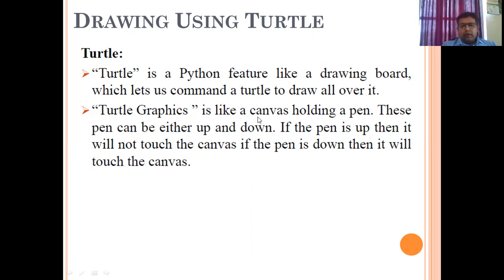Turtle graphics is like a canvas holding a pen. This pen can be either up or down. If the pen is up, then it will not touch the canvas, and if the pen is down, then it will touch the canvas, right? So if we want to draw something, then we have to put the pen down, and it will start drawing. And if the pen is up, then it is in idle mode, we don't have to do anything. That is done by Turtle graphics, which behaves like a canvas holding a pen. So this was the basic introduction of Turtle. Now let's see the next slide.